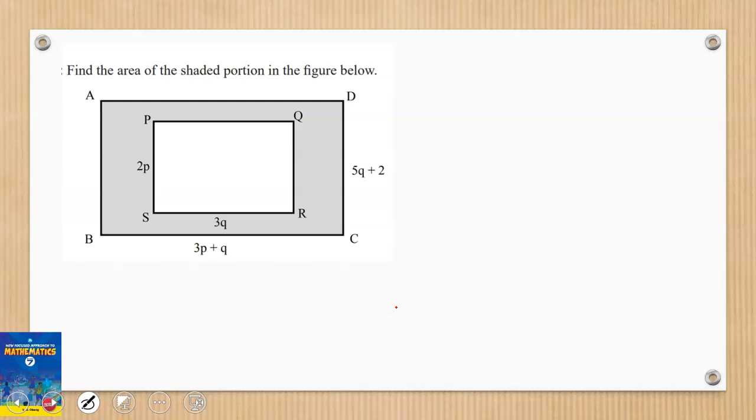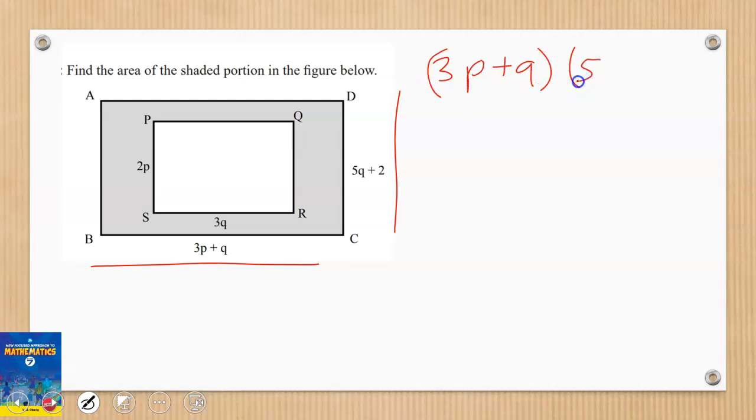The last example. Here we want to apply the knowledge of what we've learned. We are to find the area of the shaded portion, which simply means we want to find the area of the bigger rectangle minus the area of the smaller rectangle. That will give us the area of the shaded portion. So for the bigger rectangle, we know the area of a rectangle is length times breadth. The length is this, the breadth is that. So we are going to have (3p + q) times (5q + 2).